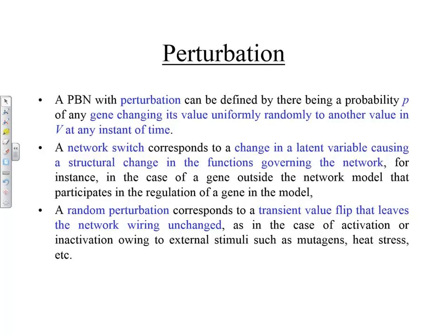A network switch corresponds to a change in a latent variable causing a structural change in the functions governing the network. For example, a gene outside the network model participates in the regulation of a gene in the model. Some other gene outside changed, and because of that the network function changed. A random perturbation, on the other hand, is a one-time thing. It corresponds to a transient value flip that leaves the network wiring unchanged, as in the case of activation or inactivation owing to external stimuli such as mutagens, heat stress, and so on. You apply heat, and something gets turned on, maybe a heat shock protein, and that became one.